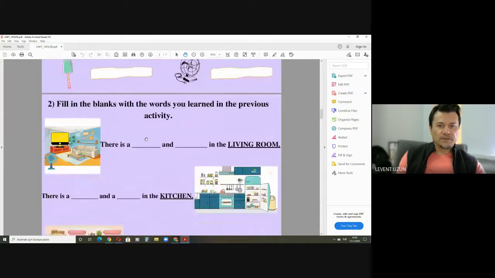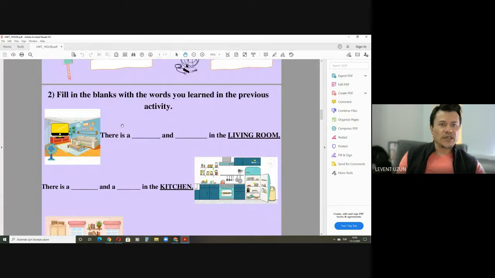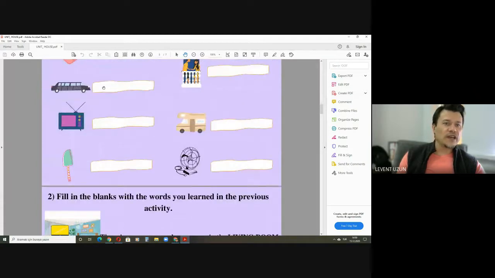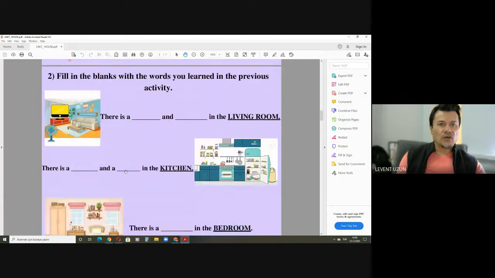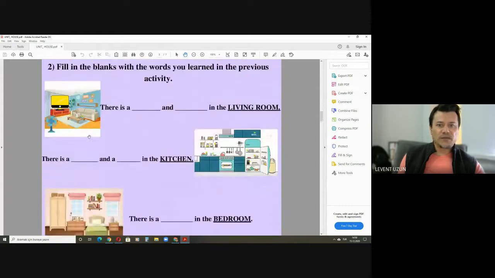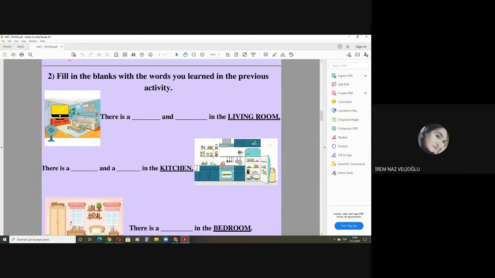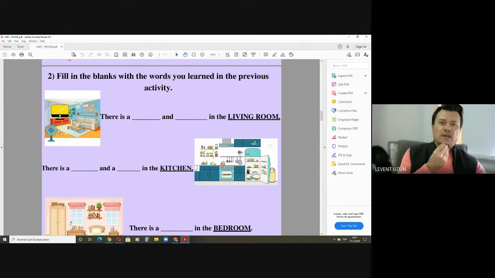We proceed. Fill in the blanks with the words you learned in the previous activity. Now we learn how they are written. We can write them correctly in English. And now, on the other side of the paper, we've got this activity where we practice the spelling. There is a, and there is a, are you asking for this item or the television or the sofa? What are you asking here? A television and ventilator. They will learn parts of the house by using cognate words. Good. So you ask them to write these here.